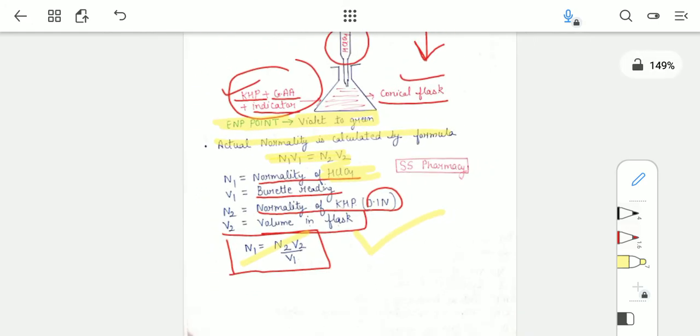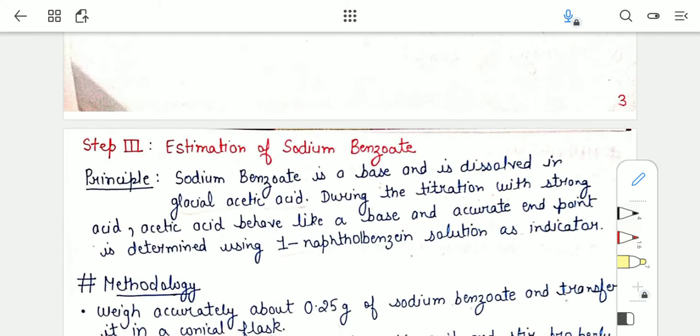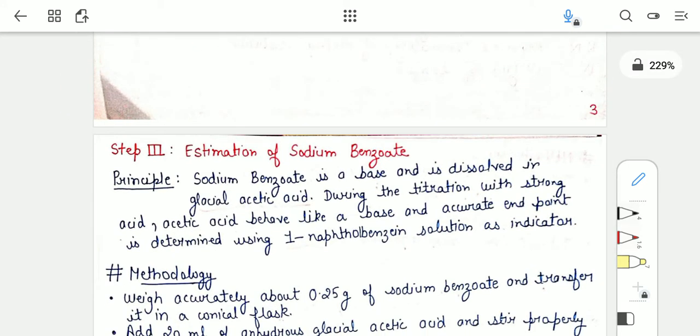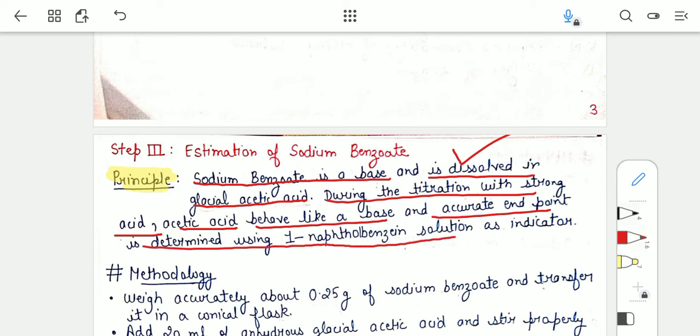Now let us begin step 3, which is the estimation of sodium benzoate. This is our most important step. Let us read out the principle. Sodium benzoate is a base, and it is dissolved in glacial acetic acid, which is our solvent in non-aqueous titrations. During the titration with a strong acid, acetic acid behaves like a base. An accurate endpoint is determined by using 1-naphthol benzene solution as indicator.